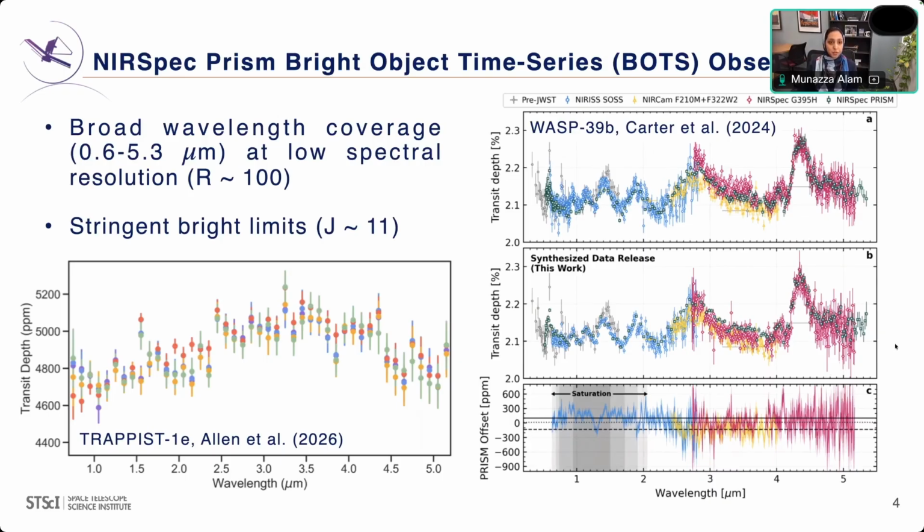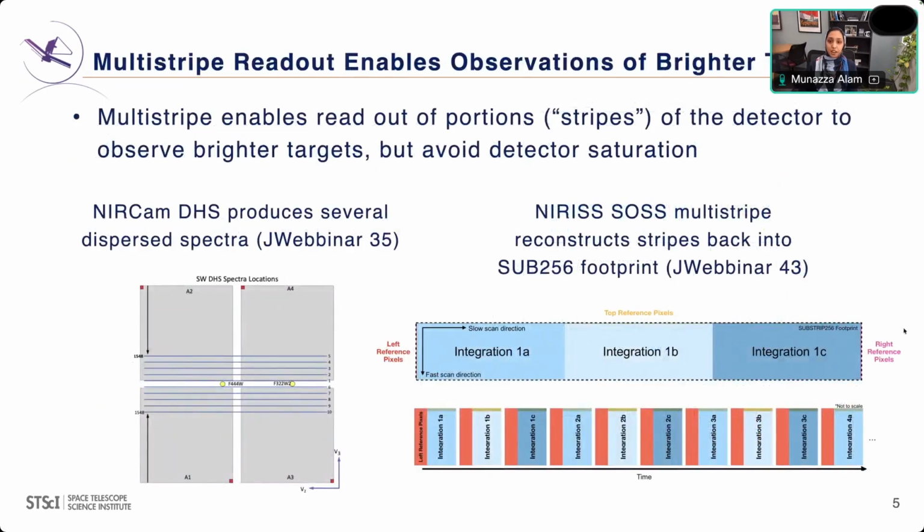However, with the new Prism multi-stripe capability, we now have access to brighter targets with Prism, avoiding detector saturation. And this happens because multi-stripe enables readout of portions of the detector, also known as stripes, to go down to brighter targets while simultaneously avoiding saturation of the detector.